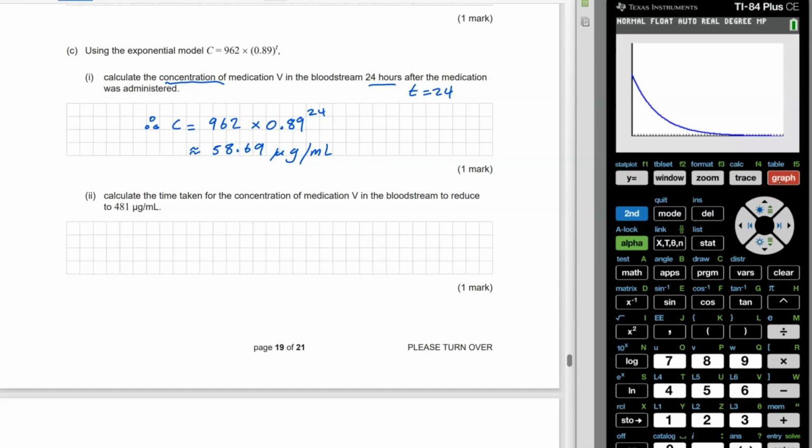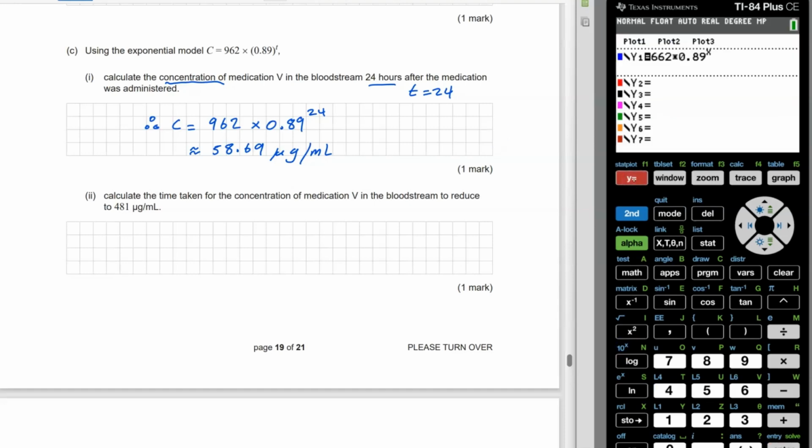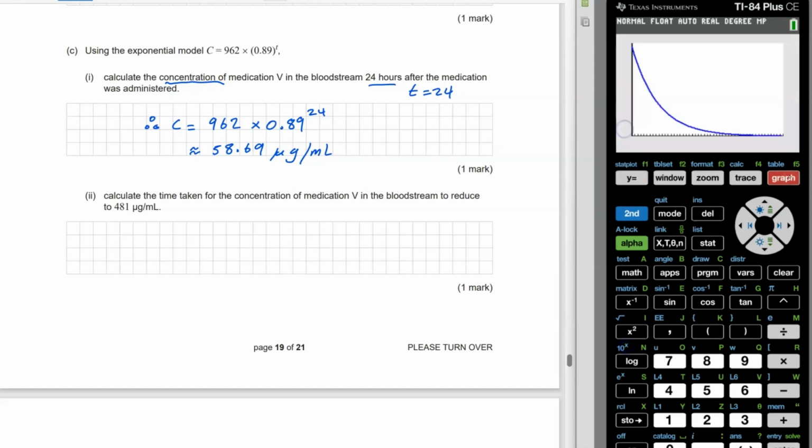Now, to get that concentration after 24 hours, you can go into your calc. You can go value, so press number 1, and the x value is your 24. And oh, that's not quite right. Hang on. Oh, it's because I did 600, so there should be 962. So let's just quickly graph that again.